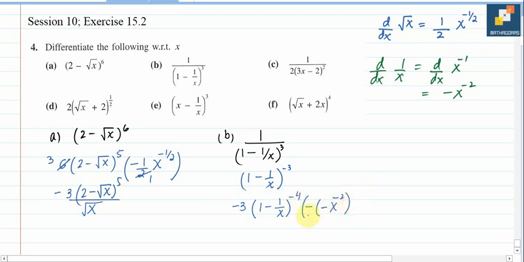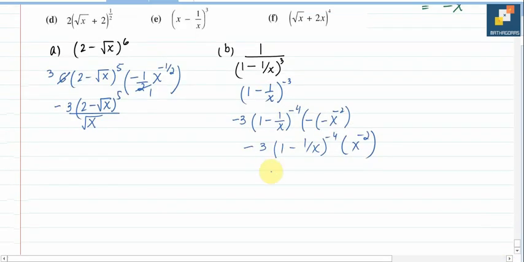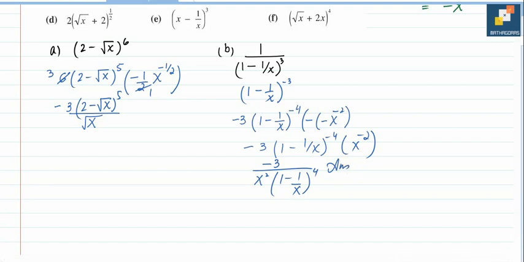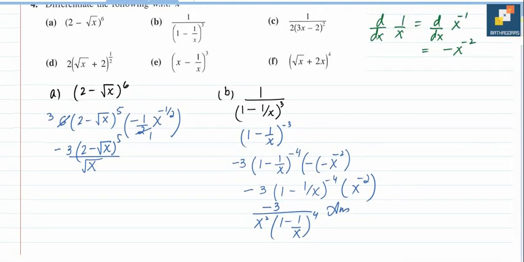Alright, so now it will be minus 3 times 1 minus 1 upon x power negative 4 multiplied with x power minus 2. Or if I arrange it further, that will be minus 3 divided by x square times 1 minus 1 upon x to the power 4. That is your answer. Alright, so first you need to write down these two solutions in your copy, and for these two questions you have 90 seconds to write down these two solutions in your copy, and then you will start the next one. So start.